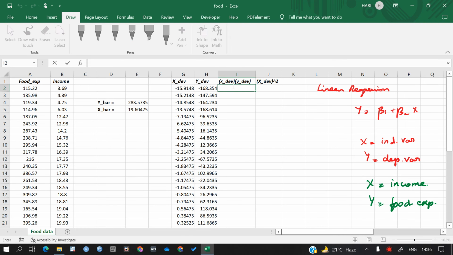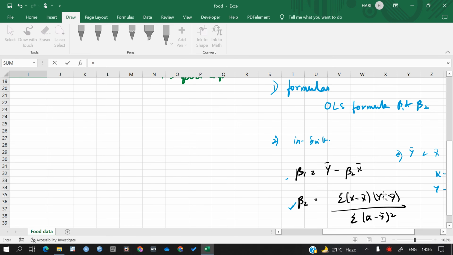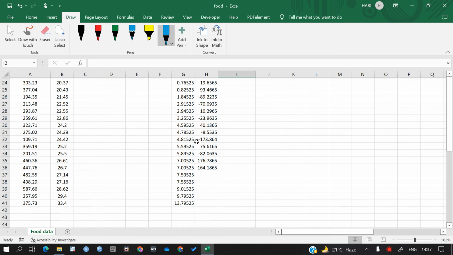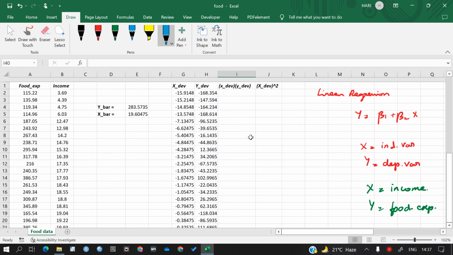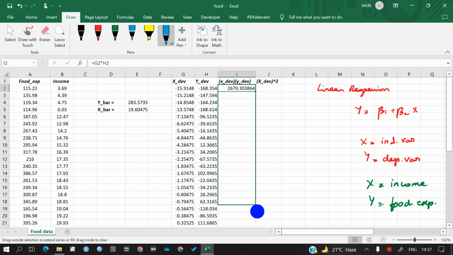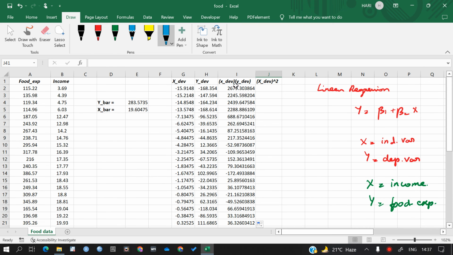And then moving on to the x deviation into y deviation. So this is the numerator part of the formula. So that is what we have here, x minus x bar into y minus y bar. Sorry, the formula is not applied to all the cells here. One minute. Okay, now it is completed. Here, x deviation into y deviation. So this is the value of x deviation into y deviation for the first unit of food expenditure and income. We need to apply this to all the units, so I am dragging the formula for all the cells. Okay, now we got the value of x deviation into y deviation.